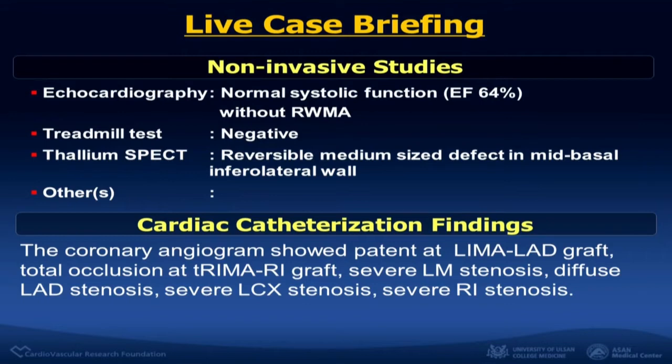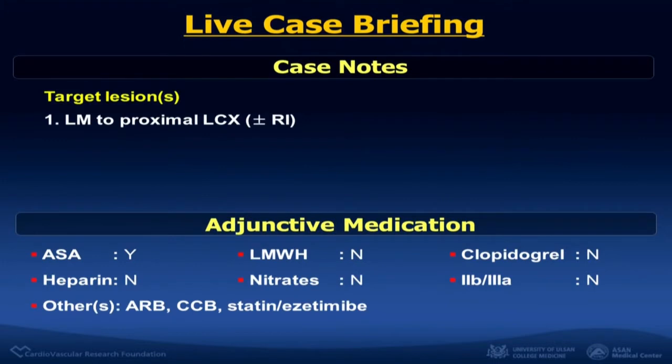So we checked the coronary angiogram. The coronary angiogram showed the right coronary graft patent, the T-LIMA to RI graft total occlusion, severe ostial stenosis and diffuse stenosis, severe circumflex stenosis, and severe ramus stenosis. Next. So he had a defect in the left circumflex territory, and we made a plan for PCI to the circumflex.